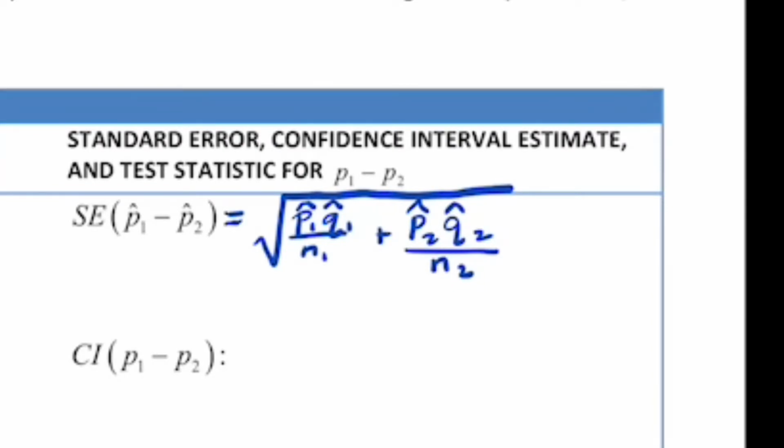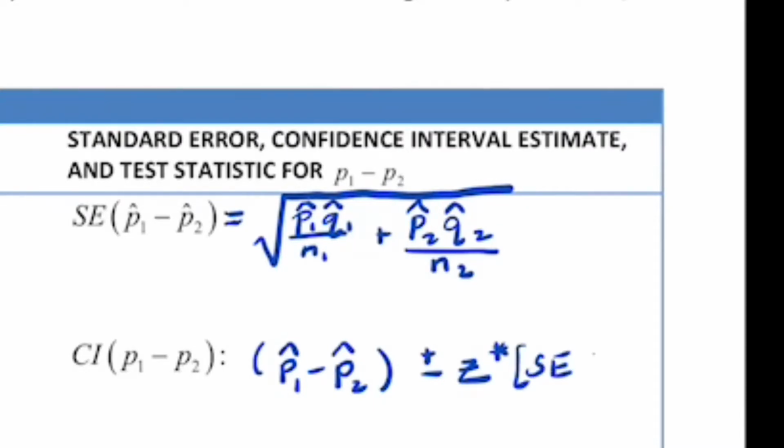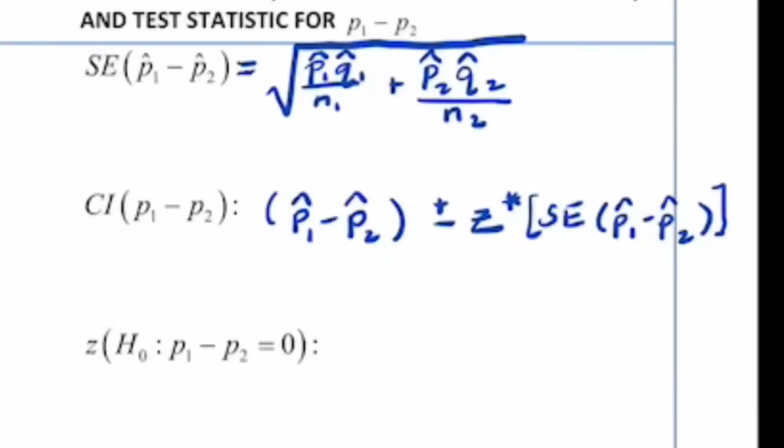Groovy? Okay, and then the confidence interval estimate is just going to be P hat 1 minus P hat 2, that quantity plus or minus Z star, which will be determined by your confidence level, and that's multiplied by the standard error of P hat 1 minus P hat 2, which we found above.